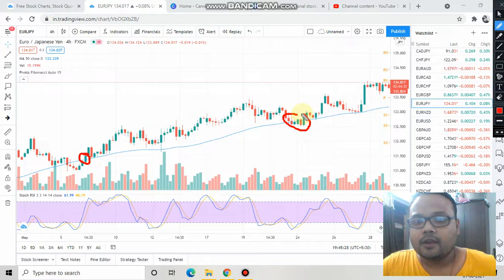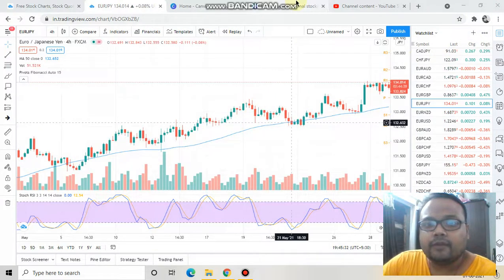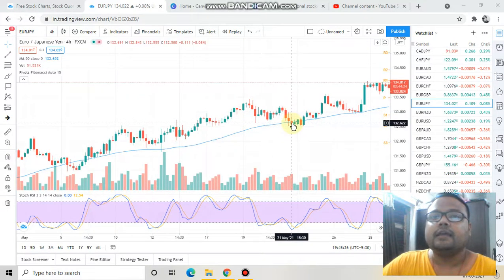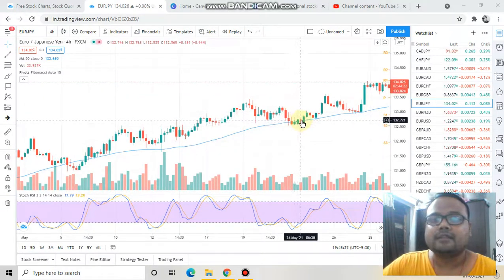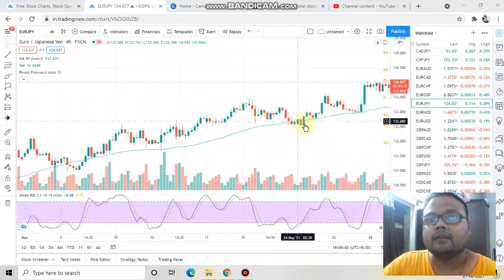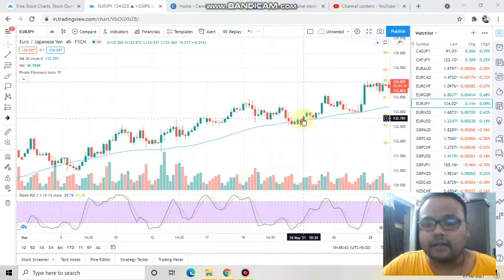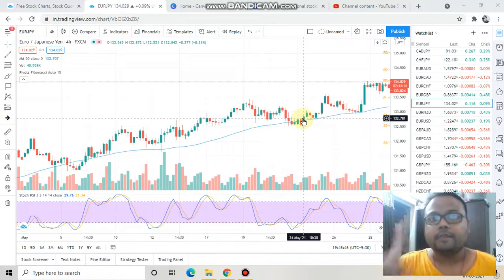See here also, when the market was falling, after coming down and hitting the 50 moving average, it did not bounce back immediately. Rather, it made around 1, 2, 3, 4, 5 candles. After that, it made a green candle. So if you get a position like this, you'll have to enter at the green candle. So do not buy right away.